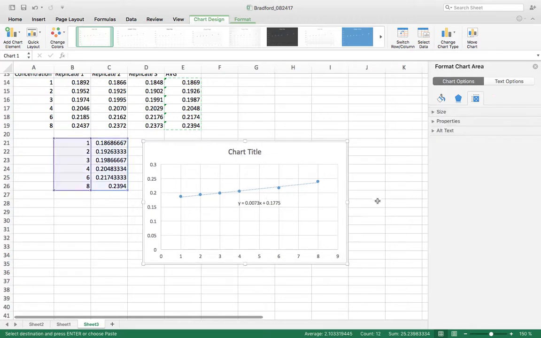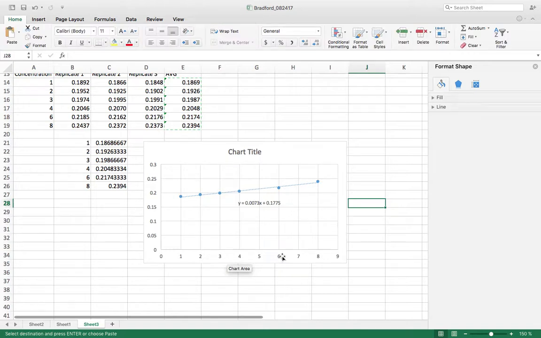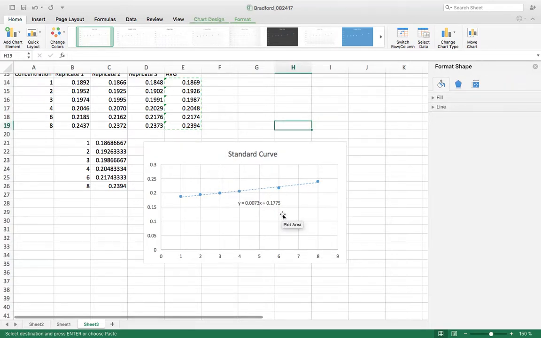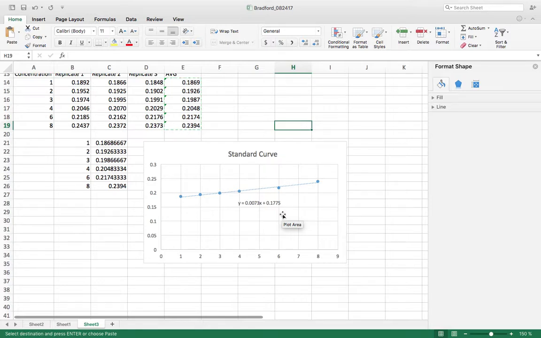So if you see right now, these are our concentrations: 1, 2, 3, 4, 6, 8. And the computer is able to generate a curve for us and an equation. So this is much easier than figuring out the conversion factor, at least in my mind.